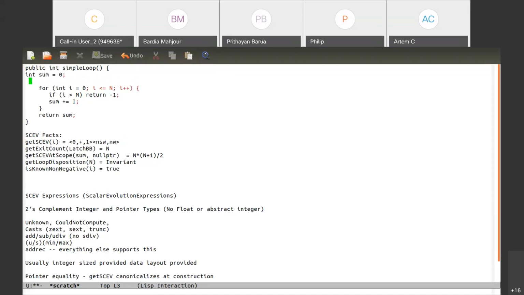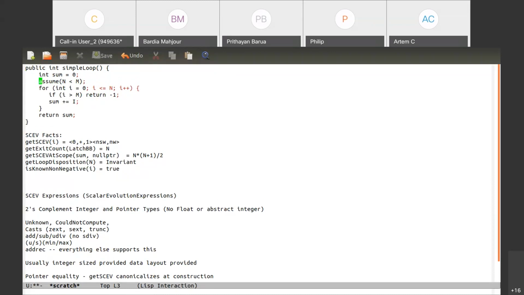But if, for instance, above the loop we had something like n less than m, then we might be able to prove that one exit is never taken and that m is strictly greater than n. Does that make sense?